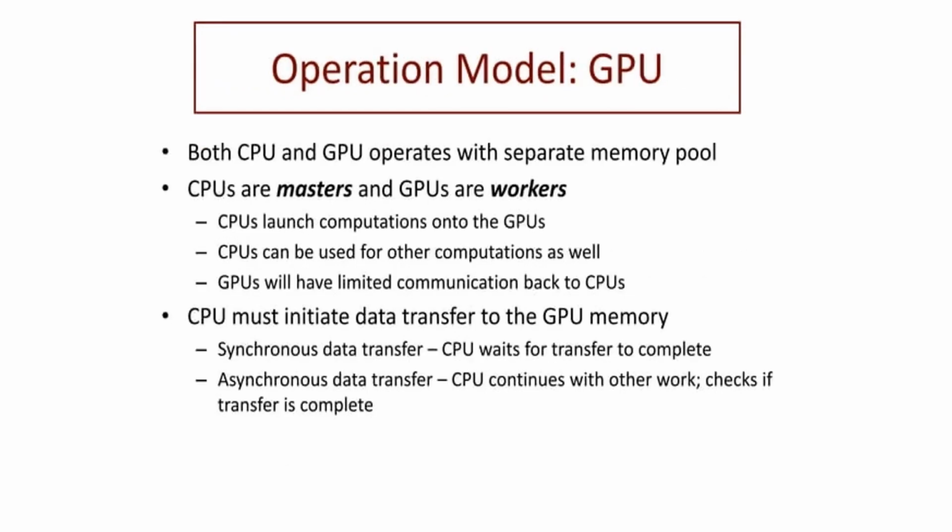Operation model GPU. Both CPU and GPU operate with separate memory pools. CPUs are masters and GPUs are workers. CPUs launch computations onto the GPUs. CPUs can be used for other computations as well. GPUs will have limited communication back to CPUs. CPU must initiate data transfer to the GPU memory. Synchronous data transfer: CPU waits for transfer to complete. Asynchronous data transfer: CPU continues with other work and checks if the transfer is complete.